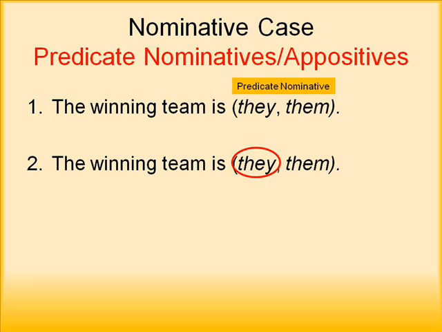When we have a predicate nominative, we have to use the nominative case. If we look at our chart and we look under nominative case, we see that the word they is the pronoun that is in the nominative case, not them. That's the objective case. So since this is a predicate nominative, we have to use the pronoun that is in the nominative case, which would be they. So the correct sentence is, the winning team is they. I know that doesn't sound right. It sounds a lot better to say the winning team is them. But the correct answer is the winning team is they.